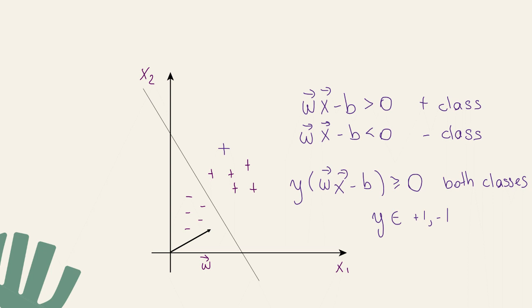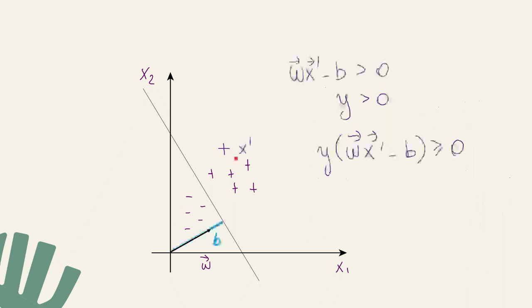Let's confirm that this indeed works. Let's say we have a point that belongs to +1 and lies above the hyperplane. The dot product of this point is greater than B, so the relation inside the parenthesis is going to be positive. Y corresponding to that point is also positive, so our new inequality stands for points above the hyperplane. Now try to show that the relation to the left will be also positive for some point that lies below the hyperplane.